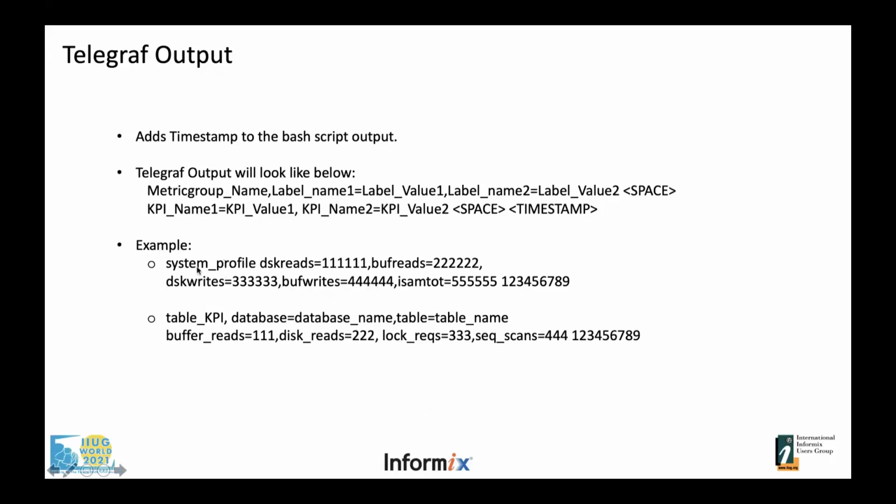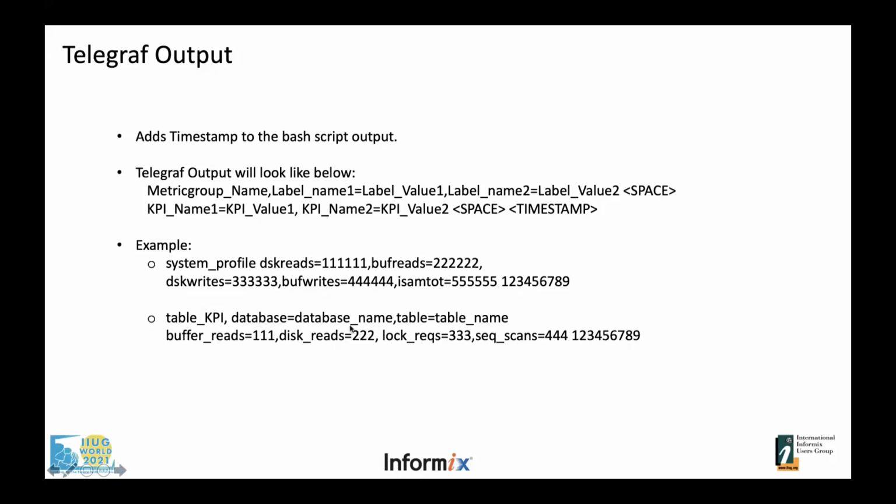The system profile is the metric group name, and then your disk reads on the server, buffer reads, disk writes, buffer writes, etc. And then finally the last value is the timestamp. Similar is the second example, table KPI: what is the database name and the table name, and for that table, what is the buffer reads, the disk reads, the lock request, sequential scans, and then the timestamp.